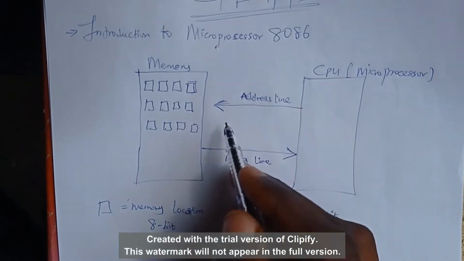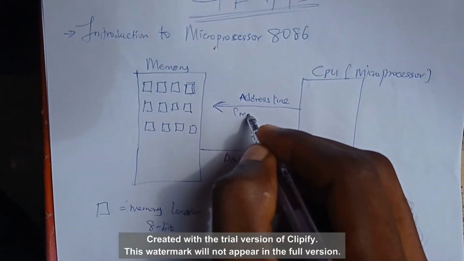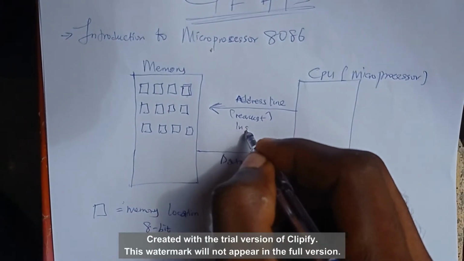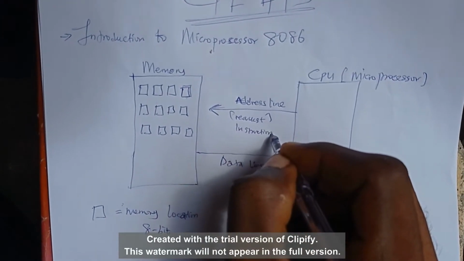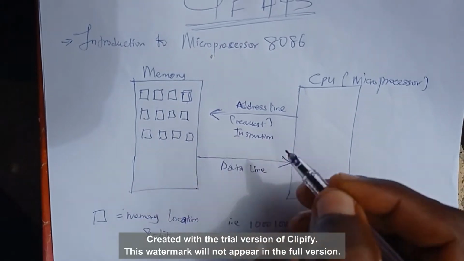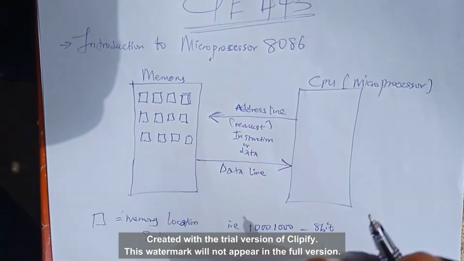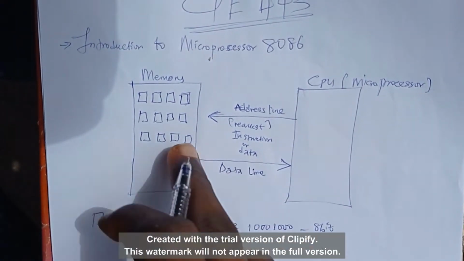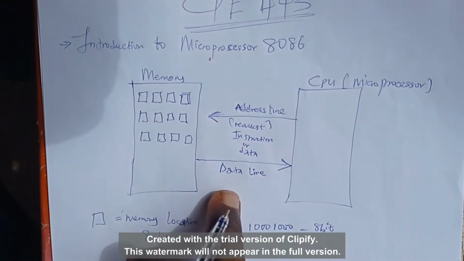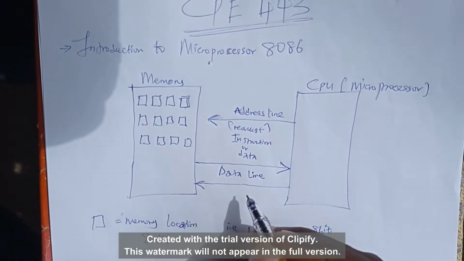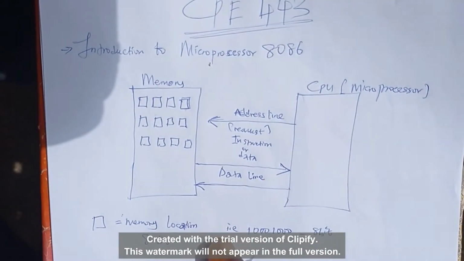So the CPU requests instructions on how to execute a code, or it can also request data from the memory. Then the memory will give it back using the data line, and they can actually use this line to communicate back and forth like that.